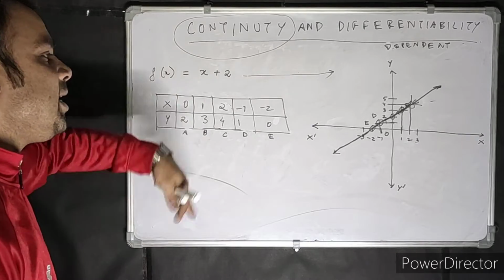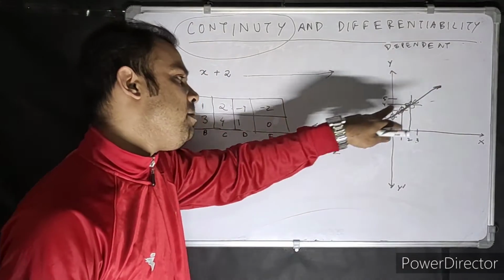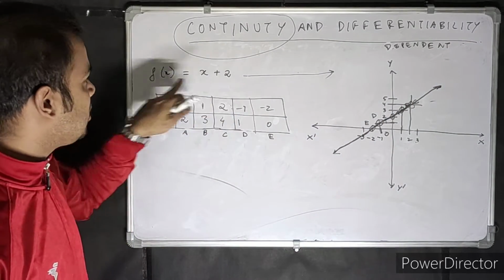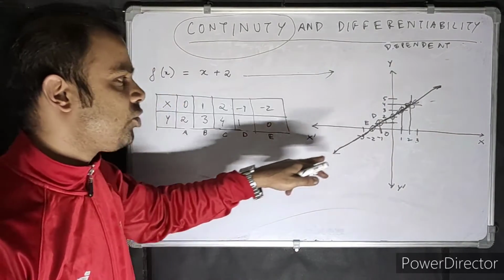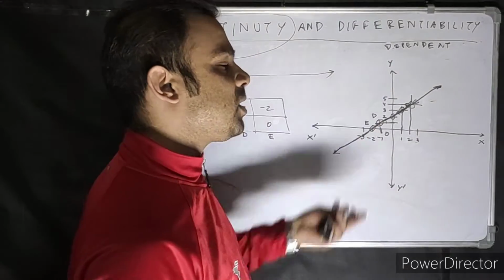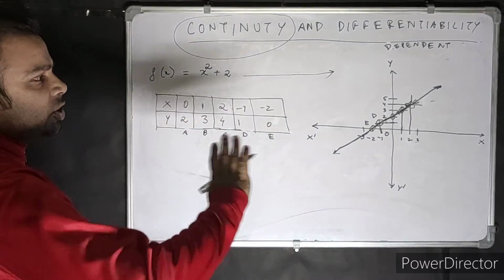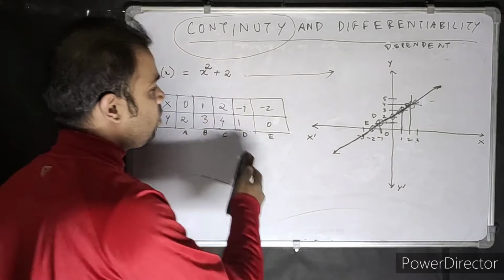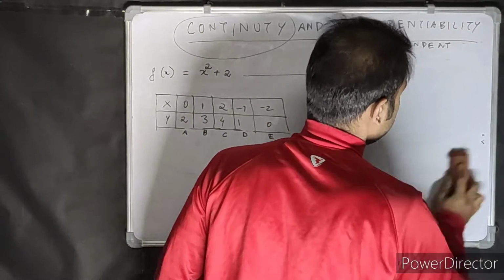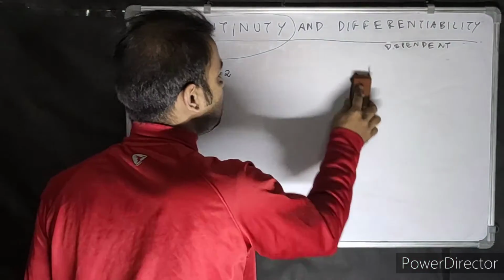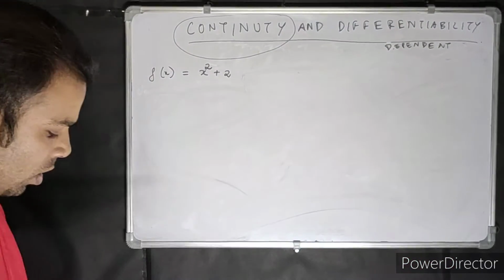So you take any x, you will get points that come in a straight line, and you can draw this line. So this type of function is a straight line. If I put a square over here, then this function becomes something else. It's not a straight line anymore. So let's try and draw this and understand what happens. Then you will understand how a curve also is continuous.